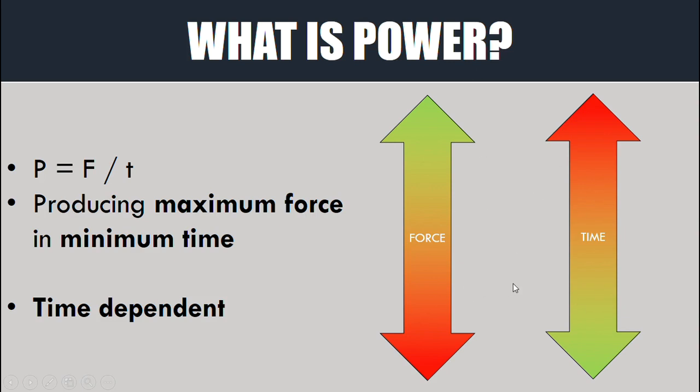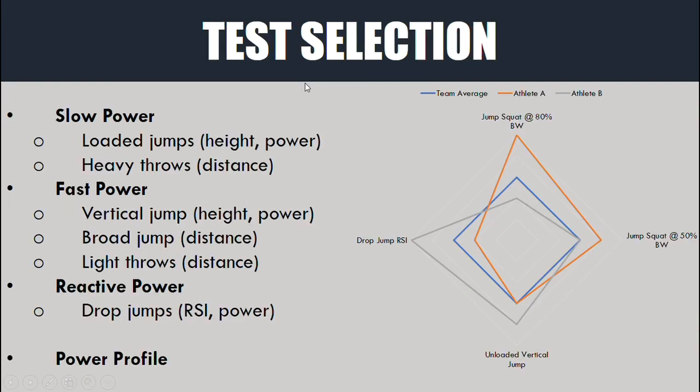So I've got these arrows here to demonstrate this power equation again. We want to maximize force, so the more force and the least amount of time we can produce that force in, the greater the power is going to be. If we have less force or greater time to produce that force, our power is going to decrease. So what tests are we going to employ in order to test power for our athletes?